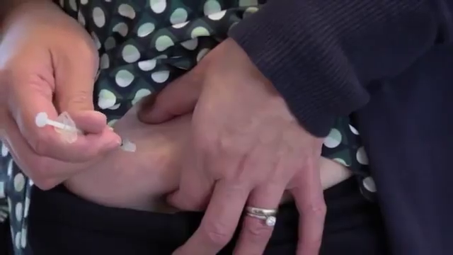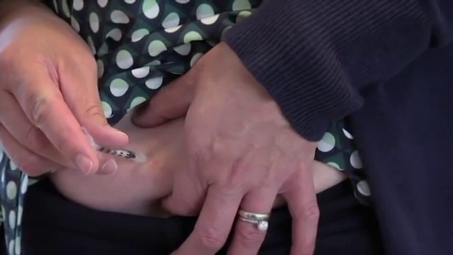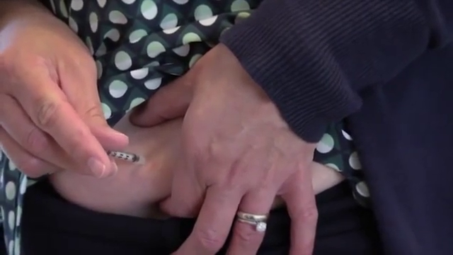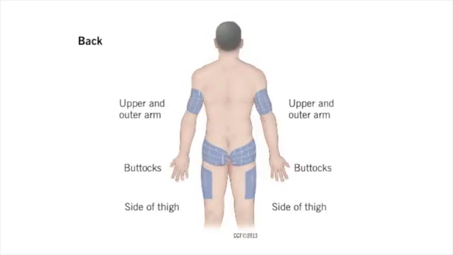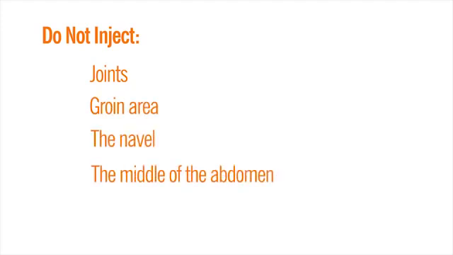Since you will be injecting your insulin on a regular basis, you need to know where on your body to inject it. You will also need to learn how to rotate or switch your injection sites. Recommended injection sites include the abdomen, front and side of the thighs, upper and outer arms, and buttocks. Do not inject near joints, the groin area, the navel, the middle of the abdomen, or scar tissue.